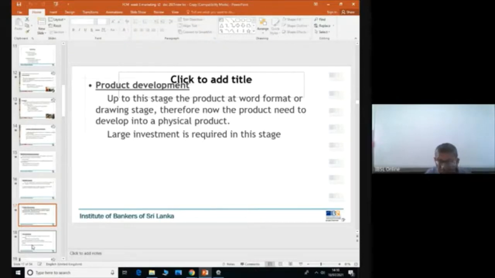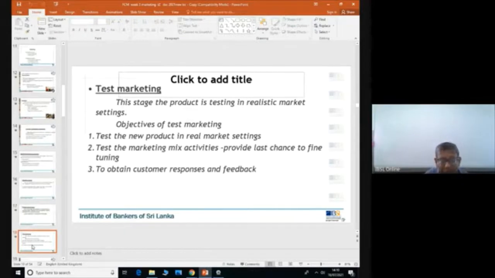Before you launch, you do some test marketing, right? Now, what is the objective of test marketing? To test the product in the real market environment where customers really buy this product. You still have a chance to change your methodology of launching. But remember, test marketing is also a very dangerous thing. Why? Because competitors get to know your offers.